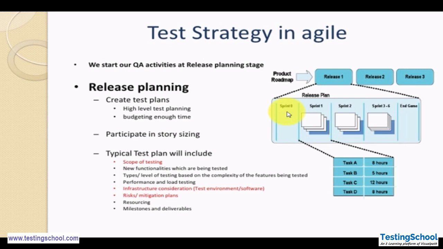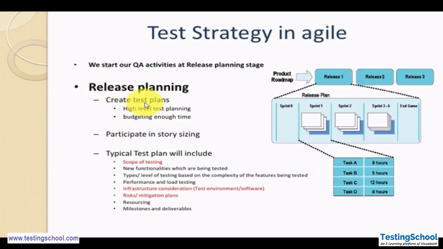So in the release plan, we have a sprint 0, then we have sprint 1, sprint 2, sprint 3 and so on. And inside each sprint, we have different tasks. So in this sprint, we say that task A will take 8 hours, task B will take 5 hours, task C will take 12 hours and task D will take 8 hours. So in this diagram we have seen we have the release. Inside that release we have a sprint and within this sprint we define different tasks.